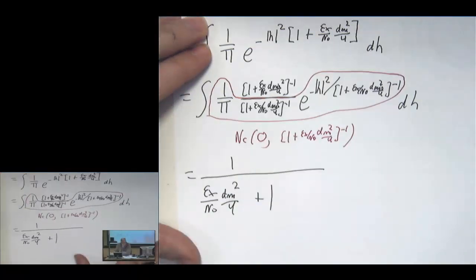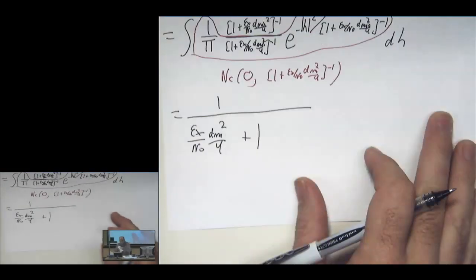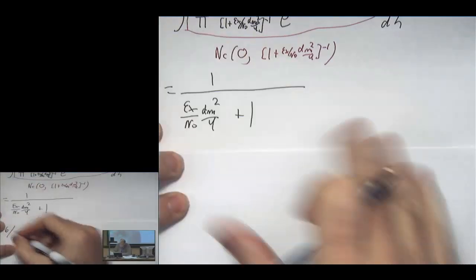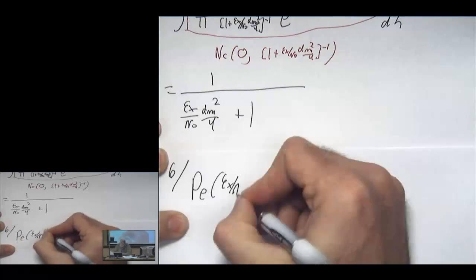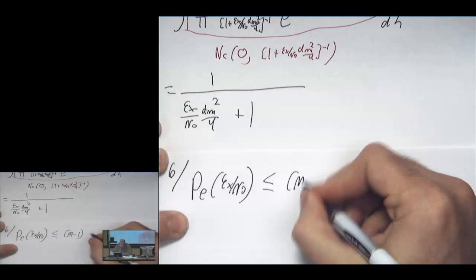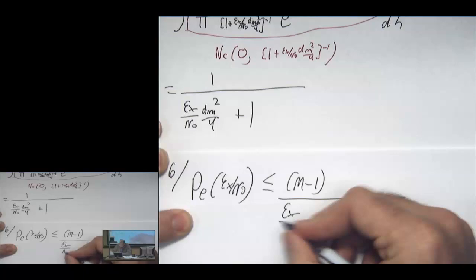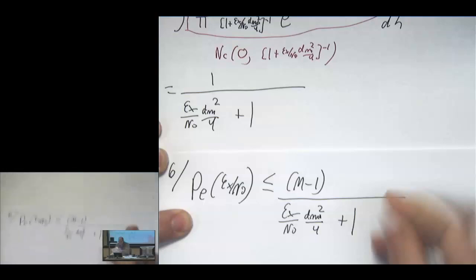And so now that I have this result, I can plug it into my original expression. I can write that the probability of error for the Rayleigh fading channel is less than or equal to N minus 1 divided by Ex over N naught d min squared over 4 plus 1.